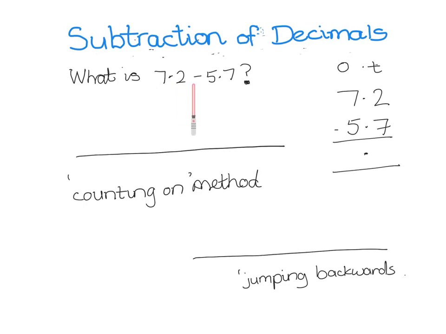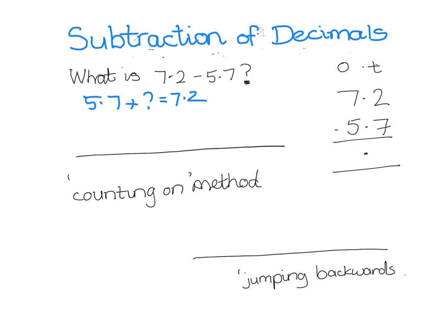Firstly, it is very important to realise that 7.2 take away 5.7 is exactly the same as asking what is 5.7 add on which amount will get you to 7.2. So 7.2 take away 5.7 is the same as 5.7 add on what equals 7.2. Just like 10 take away 2 you know is 8 is the same as asking 2 add on what will get you to 10. And that's what this counting on method is based on.